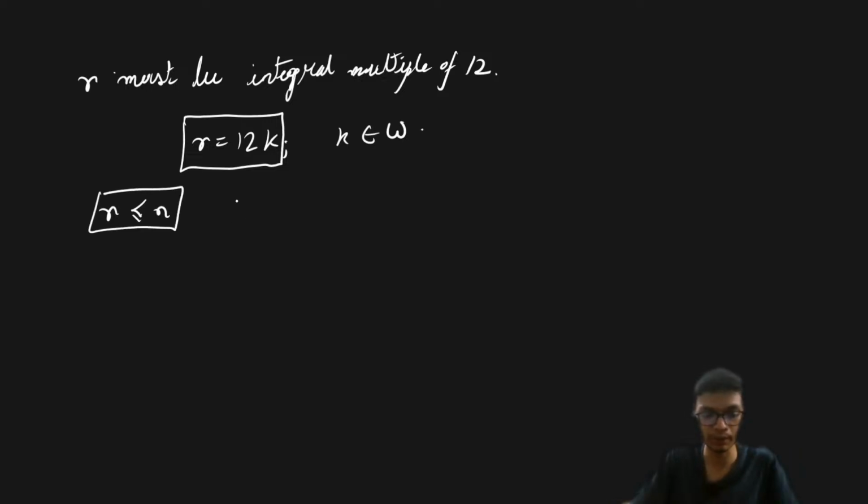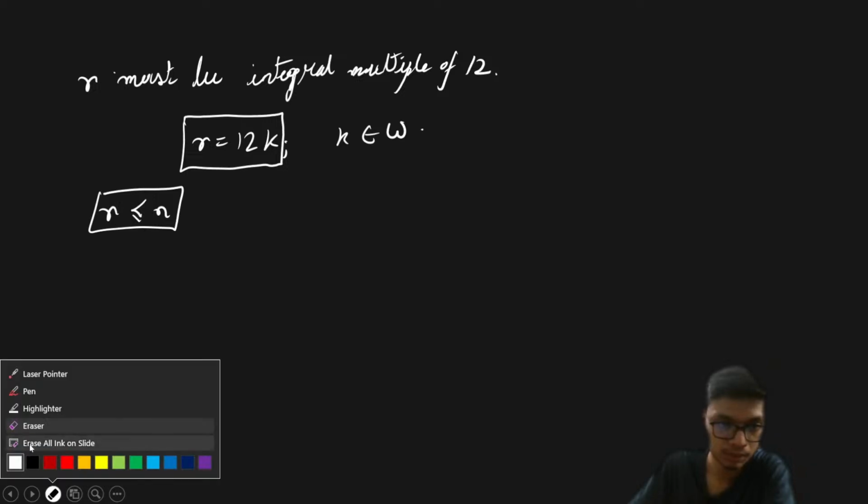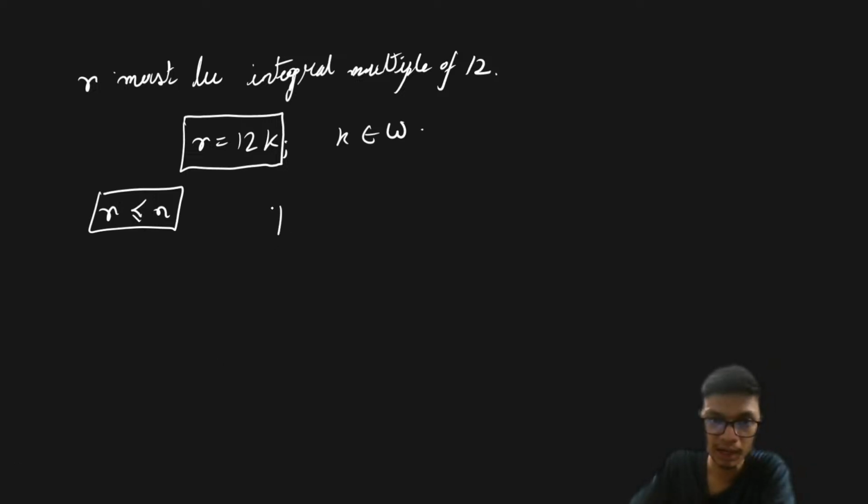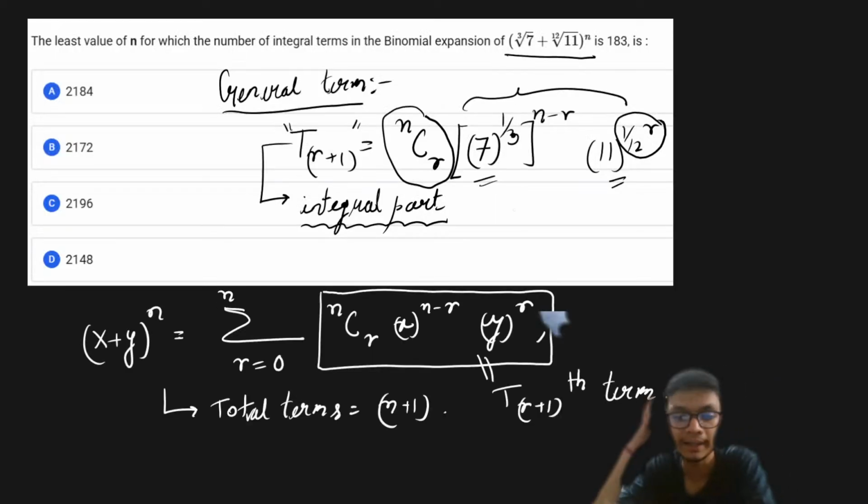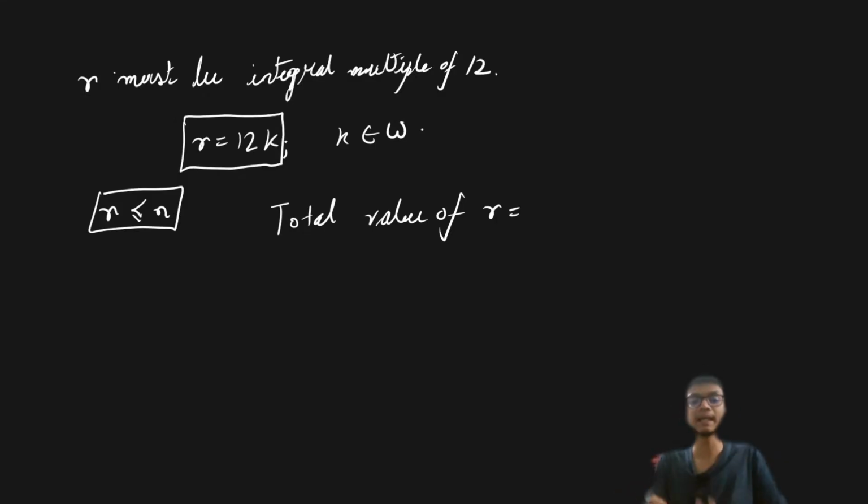R should be less than or equal to n. So from this particular case, I'll see the total number of values of r possible, as mentioned in the problem, is 183, right? So we need to look for the integral terms. If it is mentioned in the problem as 183, from this we have to calculate the value of the unknown n, right?